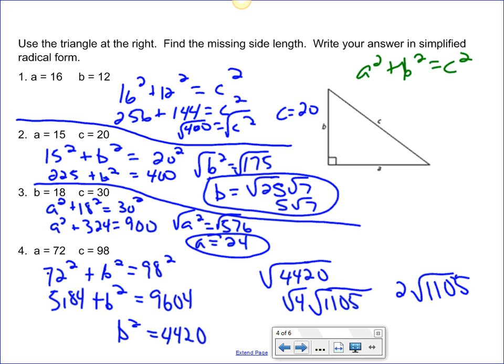Now I should go back and check some more, but I don't have the time right now. So you just have to double check to see if you have any other perfect squares in there. And then if not, then we'd have that simplified.